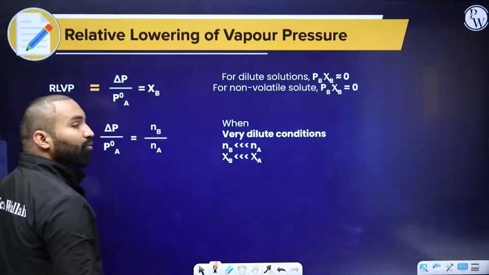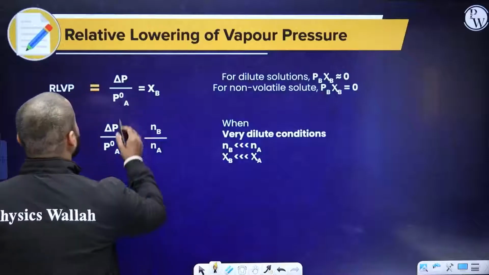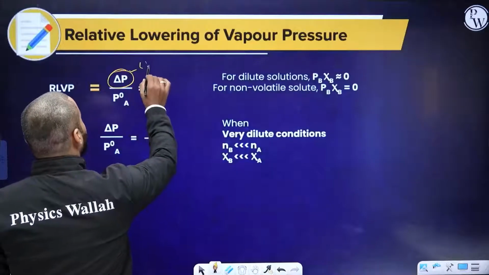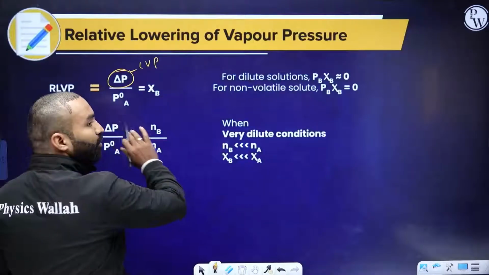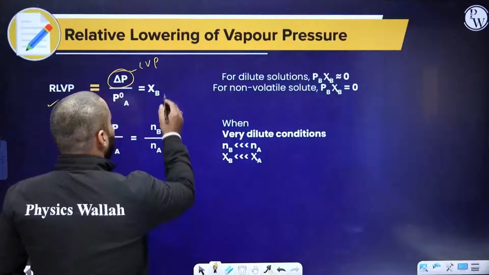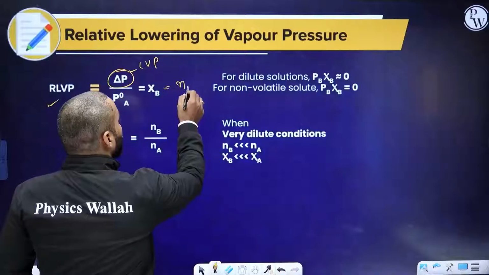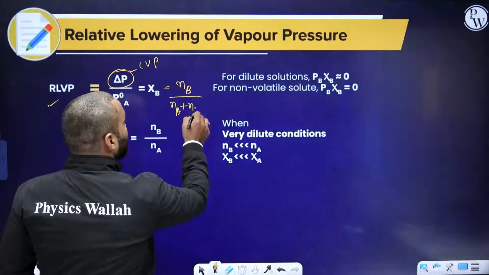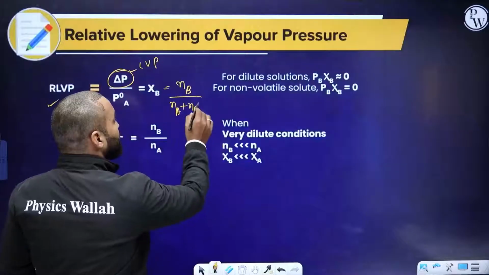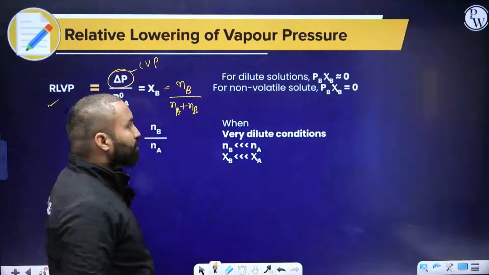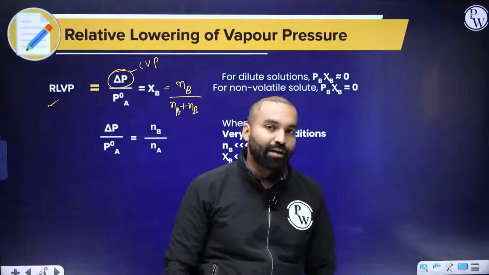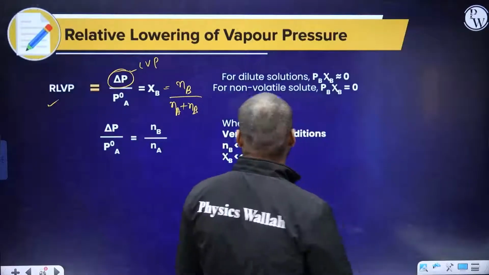RLVP, relative lowering in the vapor pressure, suggests that there is a relative lowering. This is lowering in the vapor pressure, ΔP, with respect to P naught A, is equal to chi A. And we know chi A is equal to number of moles of B divided by total number of moles, Na plus Nb. This is valid for the dilute solutions. Also, as we say, it's applicable for dilute solutions.